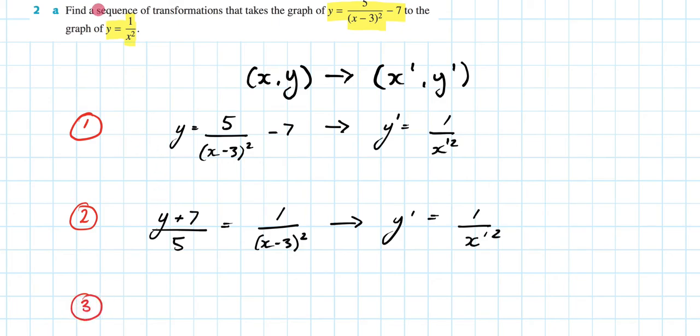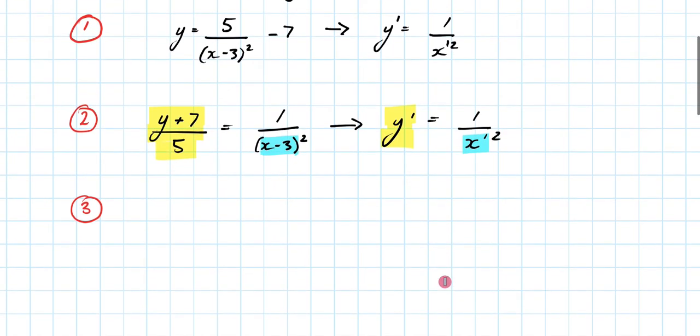Let's now come to step 3. In step 3, I'm going to say, let this equal y dash, and let this equal x dash. So let me write that down. What I'm saying is, let y dash equal this right here, (y plus 7) over 5, and let x dash equal x minus 3.